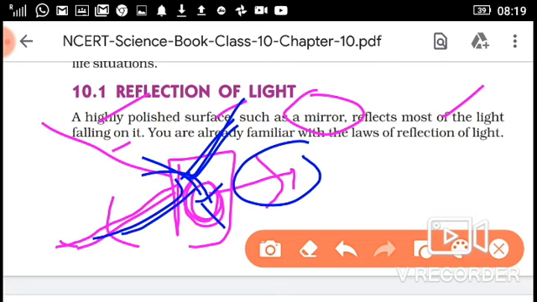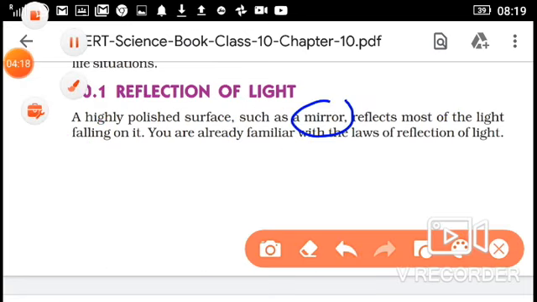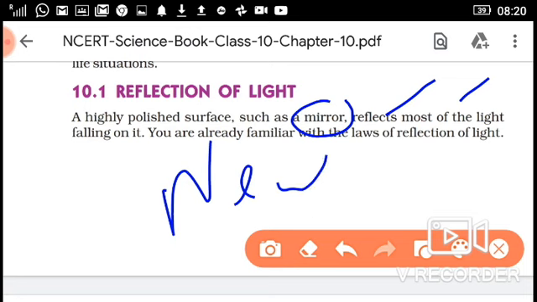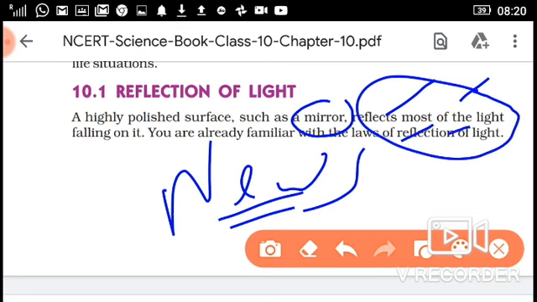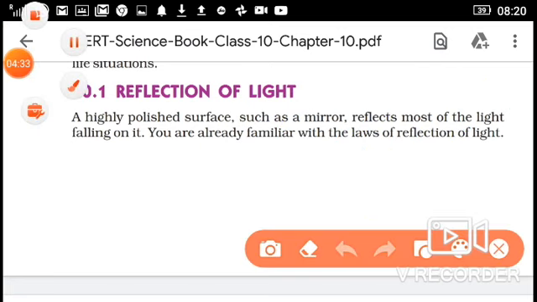Getting my point? So here we are taking the mirror. Why? Because a mirror reflects most of the light. Suppose you take a newspaper, then it will not reflect most of the light. So we are taking a mirror here, so that it reflects most of the light falling on it.